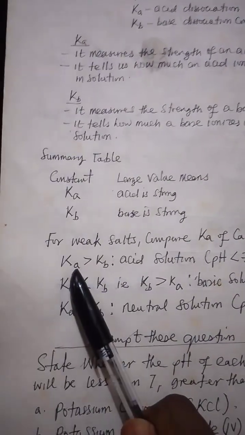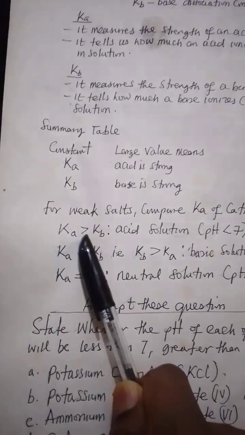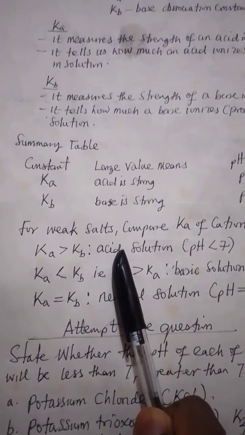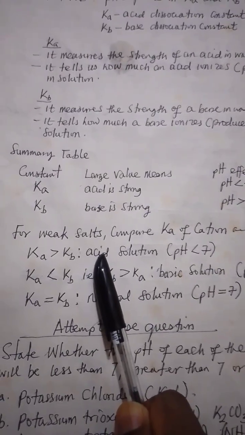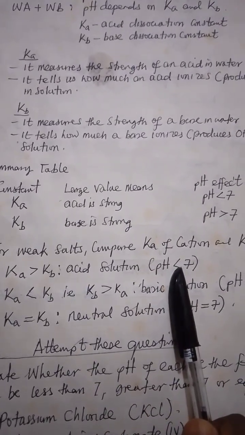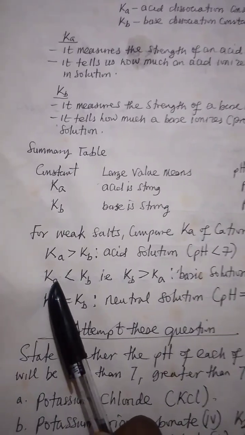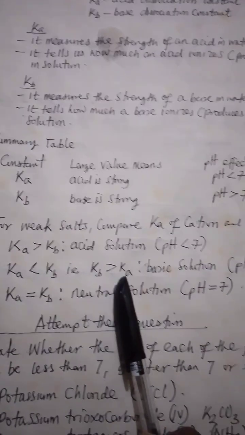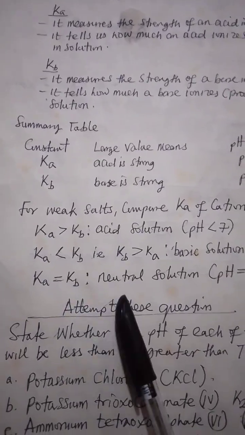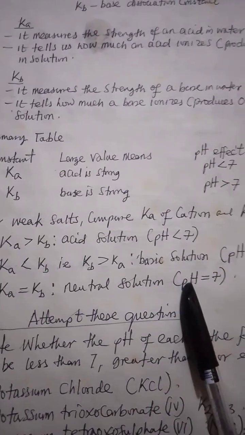If the Ka is greater than the Kb, it means that the solution is acidic, that the pH will be less than 7. If the Ka is less than Kb, that is Kb is greater than Ka, the solution will be basic, that means the pH will be greater than 7. If the Ka is equal to Kb, it means that the solution is neutral and pH will be equal to 7.